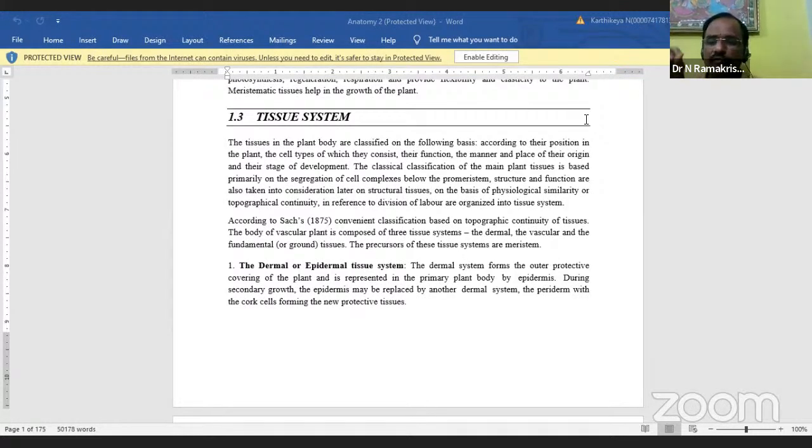And next, what are the main functions of the epidermal tissue system? The epidermis is a primary protective layer for the underlying tissues. Root hairs in the root epidermis serve the function of absorption of water. Stomata play an important role in gas exchange and transpiration. The trichomes and cuticle prevent invasion by microorganisms and insects, and also prevent loss of water from plant surfaces. In some plants, the epidermal cells contain chloroplasts and help in photosynthesis. So we call this the epidermal tissue system.